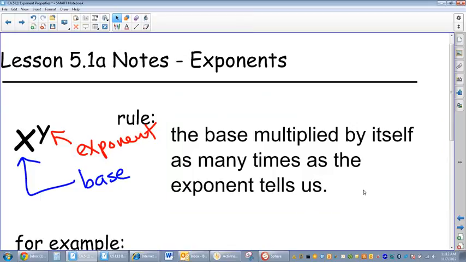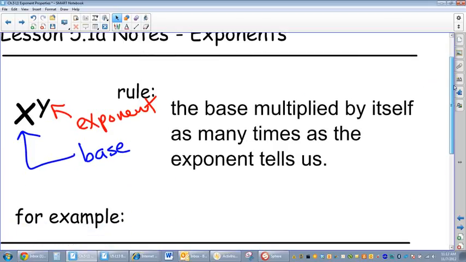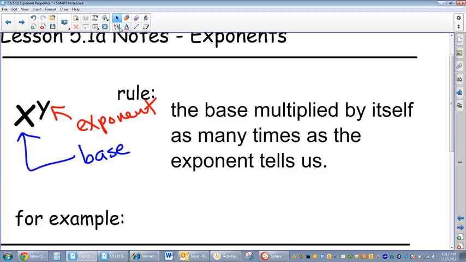Okay, for example, if I had 2 to the 4th, well, that's telling me to take the base and multiply by itself as many times. So take 2 times 2 times 2 times 2, which would equal 16.